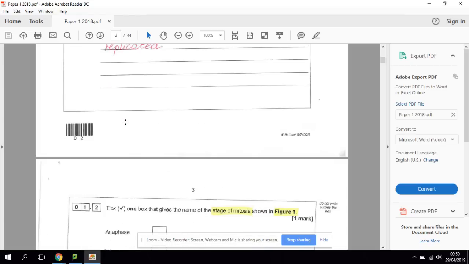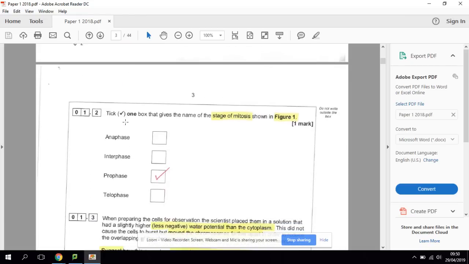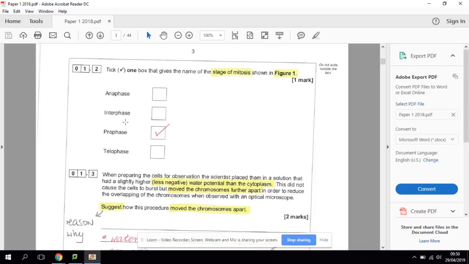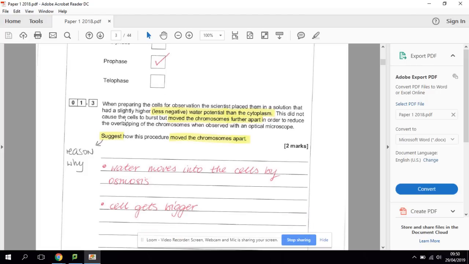So going for the next question, we need to tick one box that gives the name of the stage of mitosis shown in figure 1. And we've got anaphase, interphase, prophase, telophase. So of course, anaphase, telophase, straight away we disagree. Then interphase, it's not a stage of mitosis, it's a stage of the cell cycle. And of course, chromosomes are visible, so it must be prophase. So tick for prophase.